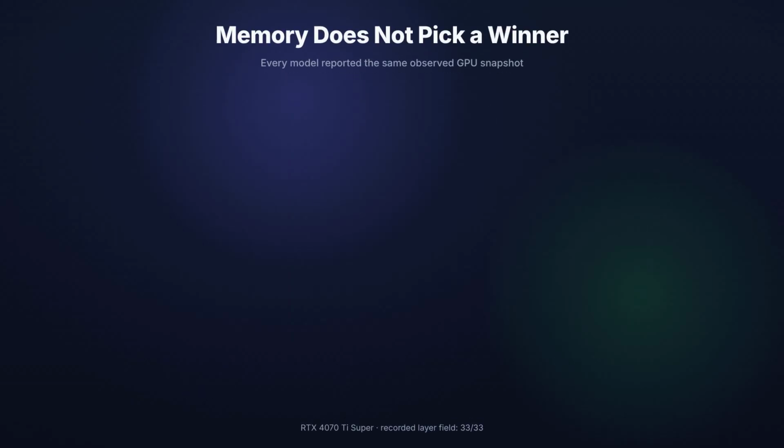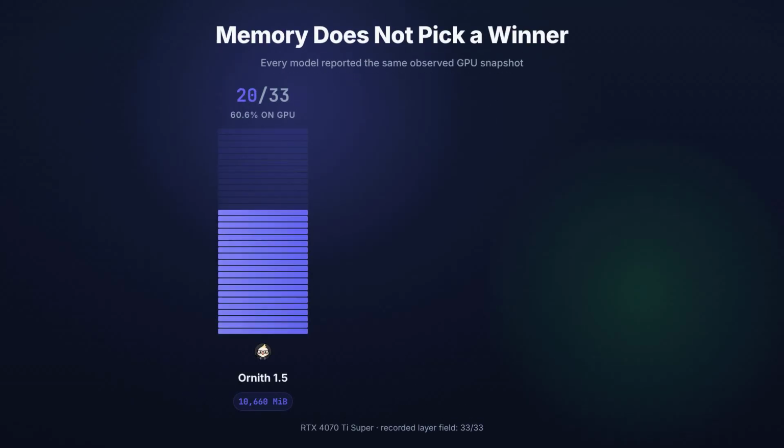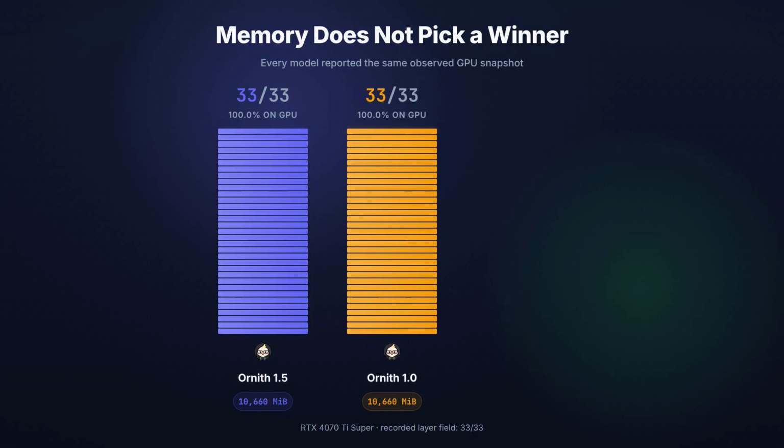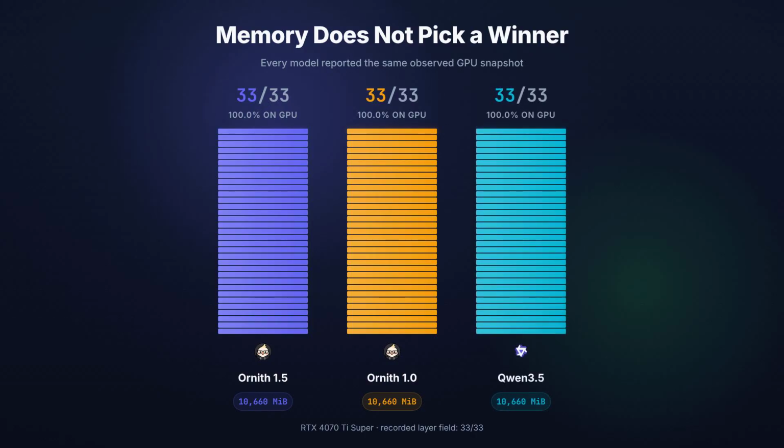Memory does not choose between these models in the recorded benchmark data, because every entry shows the same 10,660 megabyte snapshot and 33 of 33 layers offloaded. All three, therefore, fit the observed configuration in the same reported way, leaving no measured capacity advantage for a local user to act on here.